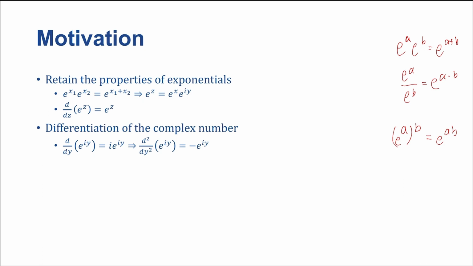Anyways, if I want to take the second derivative of e to the iy, so I'm taking the derivative of i times e to the iy, I pull the i out again, but of course I already have an i sitting down there. So I get i times i, which is negative 1. So what I get is that the second derivative of e to the iy is equal to negative e to the iy.